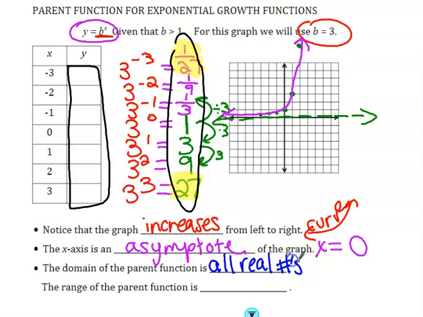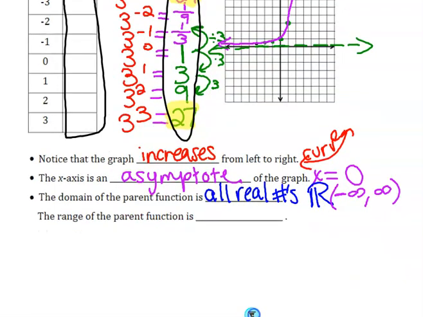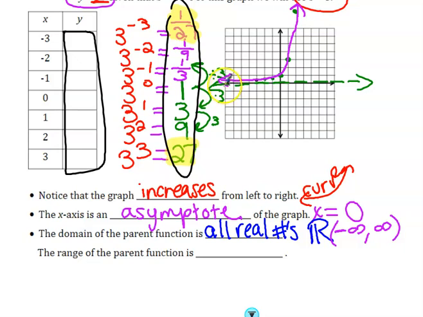Depending on your teacher, I like to write an R and put an extra line in it. Your teacher might also go negative infinity to infinity, meaning that everything works for it. And then the range of the parent function. This is very important. Does it cross? Is there any y values down here? I don't see any y values. And again, it cannot touch the 0. So the range is y is greater than 0, not equal to, just greater than. Because again, it cannot touch the 0. So all my y values are above 0.